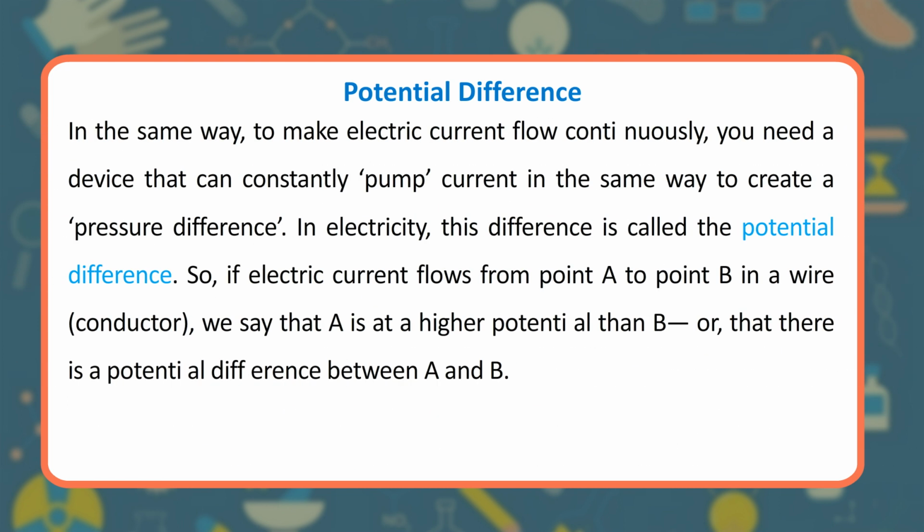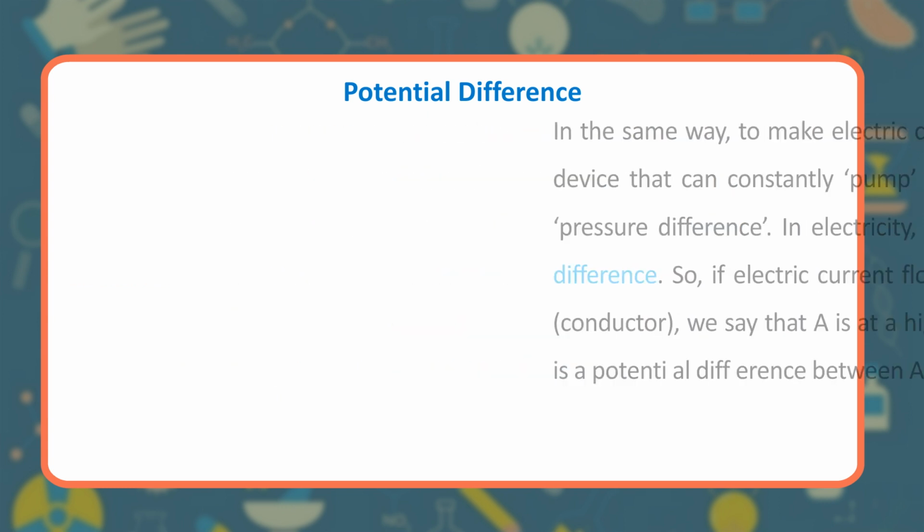In the same way, to make electric current flow continuously, you need a device that can constantly pump current in the same way to create a pressure difference. In electricity, this difference is called the potential difference. So, if electric current flows from point A to point B in a wire conductor, we say that A is at a higher potential than B, or that there is a potential difference between A and B.